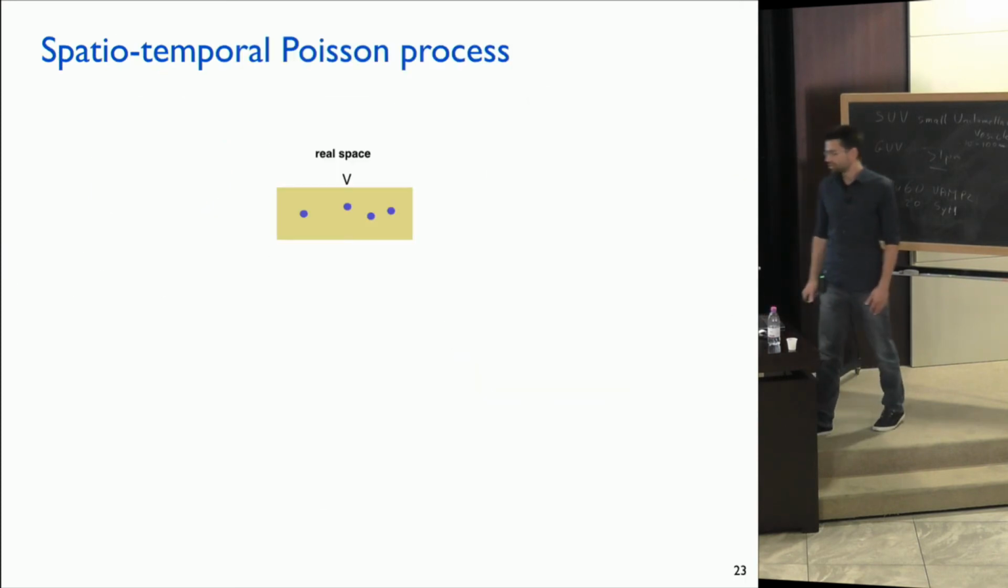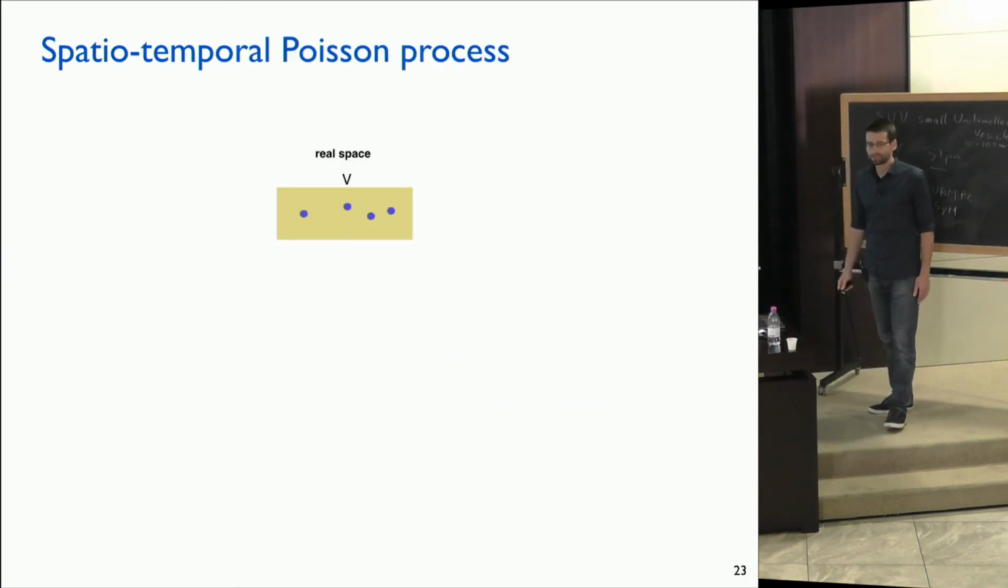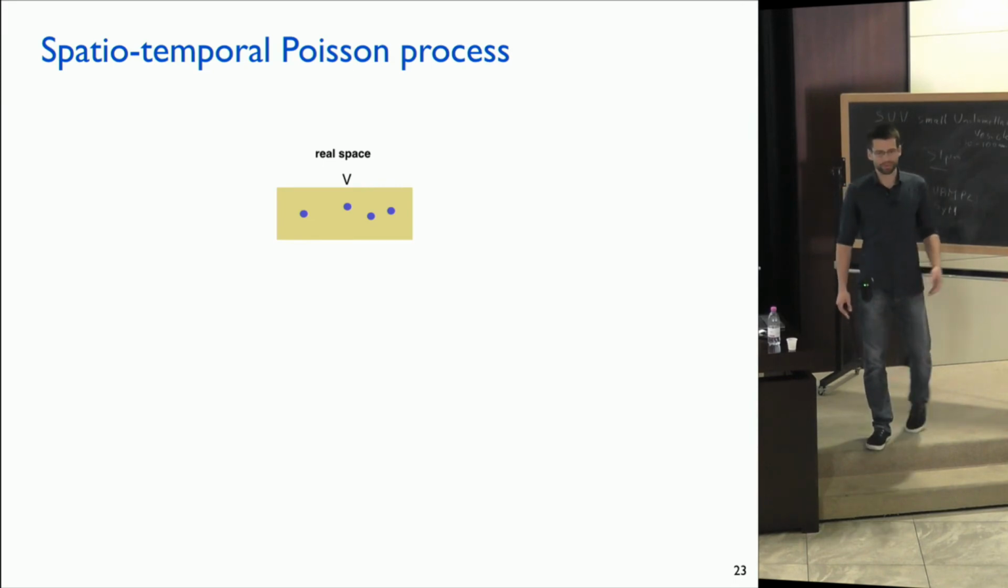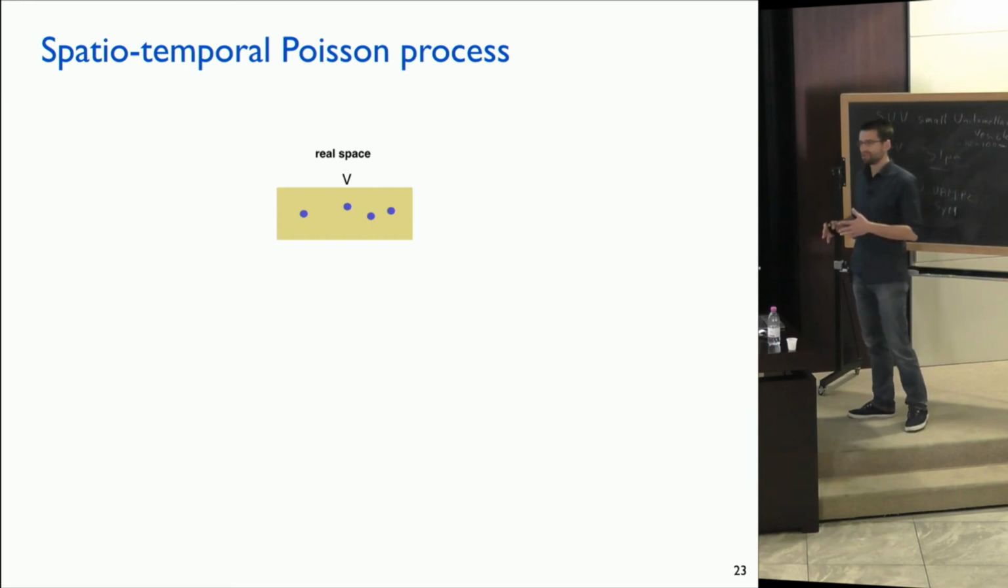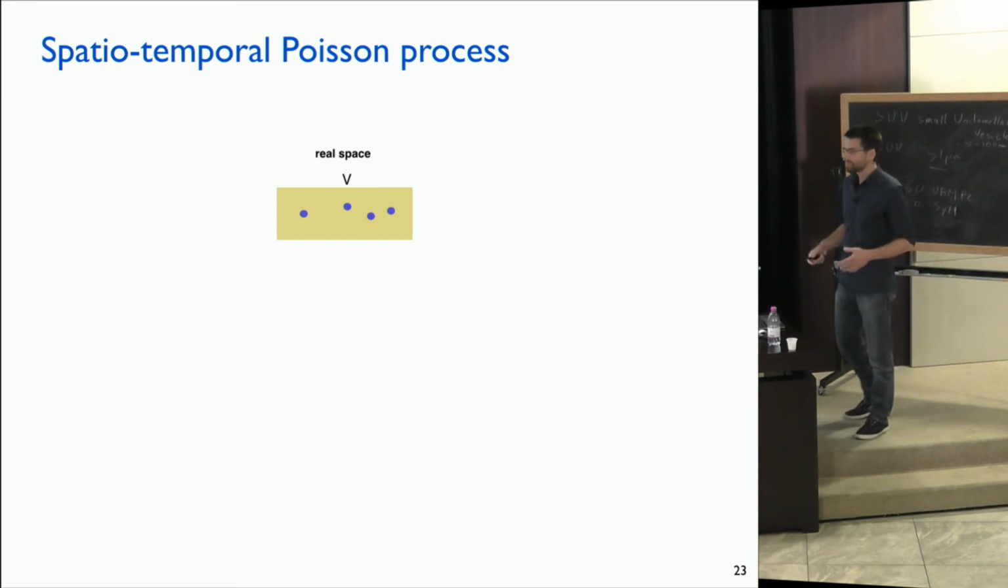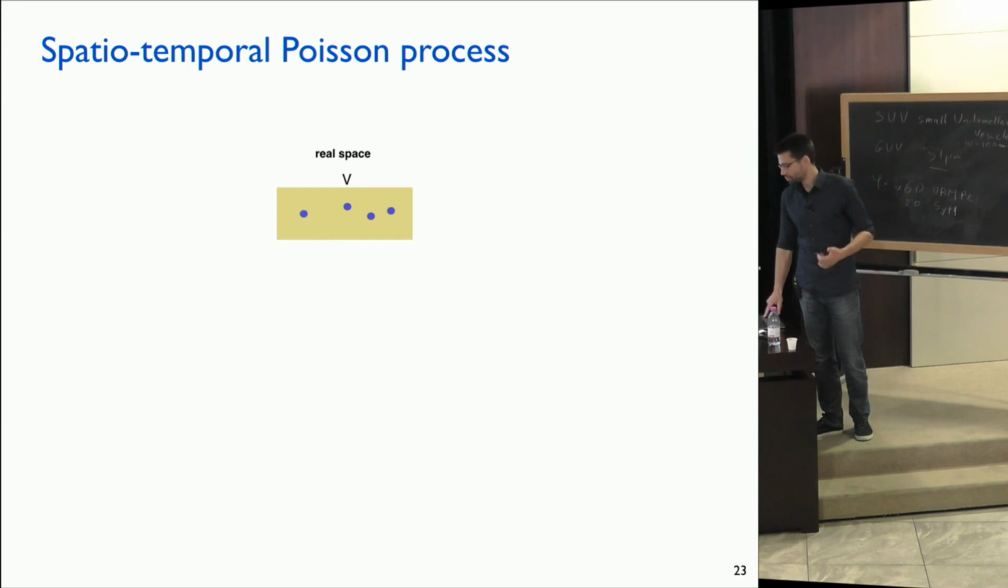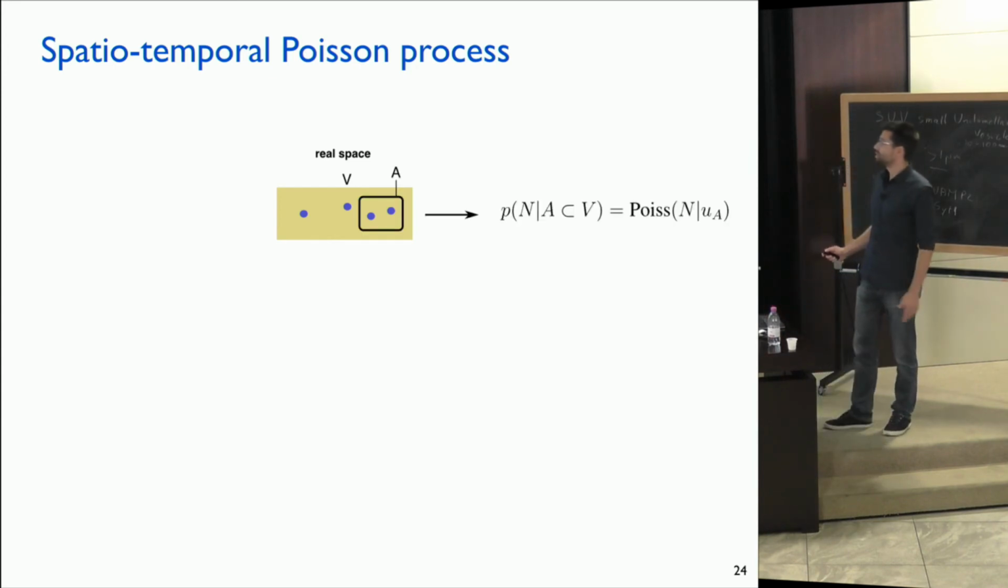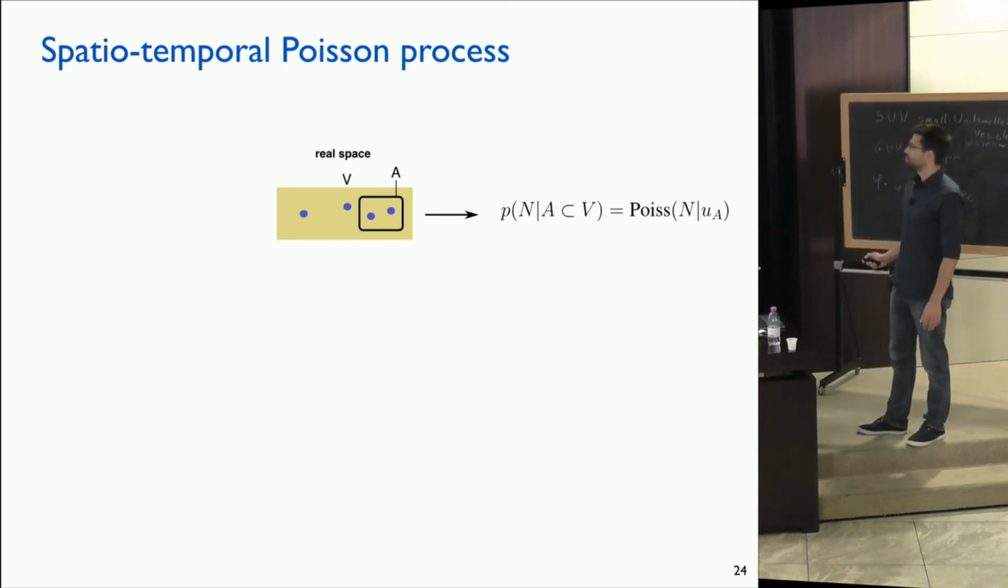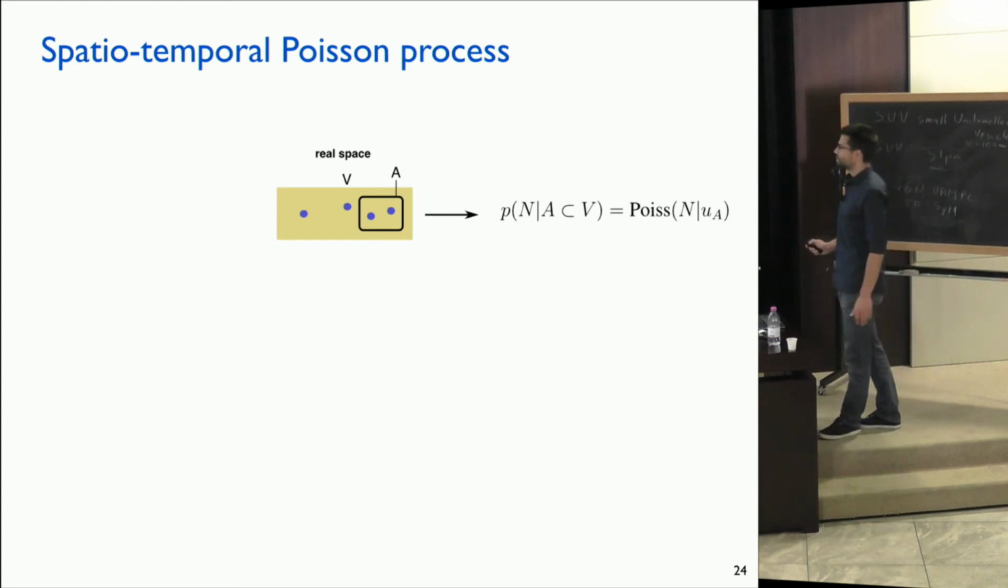And let's look at the definition of a first spatial Poisson process. So suppose we have a region V, then a spatial Poisson process is a random process where each realization is a random point pattern in space. And the Poisson process does so with a certain statistics. Namely, if we take any subregion A of the volume, then the probability to find a certain number of points in this subregion is a Poisson random variable with a certain mean value.